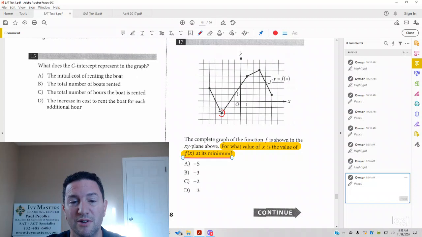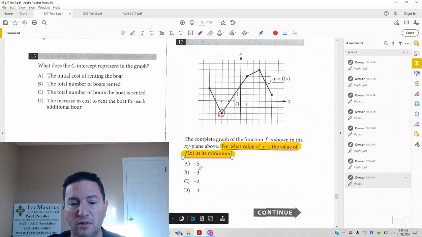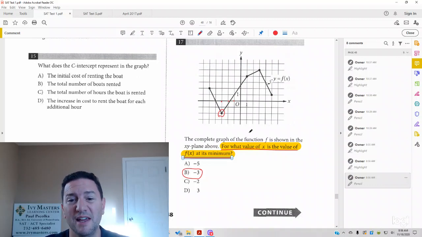It's right here. And the question is, for what value of x is the value of y at its minimum? What's the value of x here? -1, -2, -3. -3 is your answer. Quick solve. Now, one thing is you want to make sure you understand how to read a graph like this as far as functions goes.